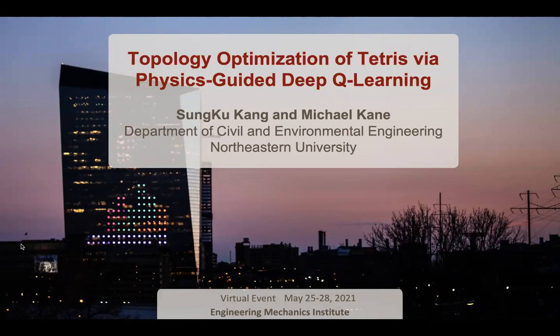I'm SungKu Kang from the Department of Civil and Environmental Engineering at Northeastern University. Today, I'm going to talk about the research on topology optimization of Tetris via physics-guided deep Q-learning, which is a type of reinforcement learning. In this presentation, I will present how stonemason design can be optimized via state-of-the-art technologies used for Tetris AI. This research is performed under the supervision of Dr. Michael Kane and supported by Ru Institute of Experiential AI at Northeastern University.